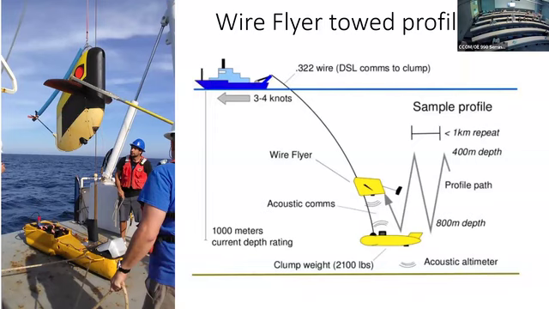And it allows for us to achieve these really dense horizontal repeats. So we're getting a repeat profile about every 600 meters, which is really novel to be able to resolve that oceanographic section at those horizontal scales. And we can communicate with the flyer through acoustic modem between the clump and the flyer to prescribe missions on the fly and get real-time updates.